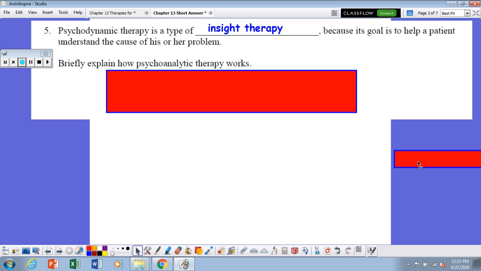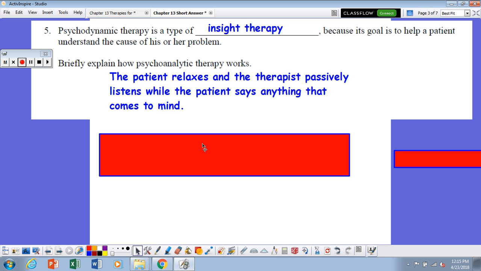Number 5, the psychodynamic therapy is a type of insight therapy because the goal is to help a patient understand the cause of his or her problems. Number 6, briefly explain how psychoanalytic therapy works. The patient relaxes and the therapist passively listens while the patient says anything that comes to mind, hence free association.